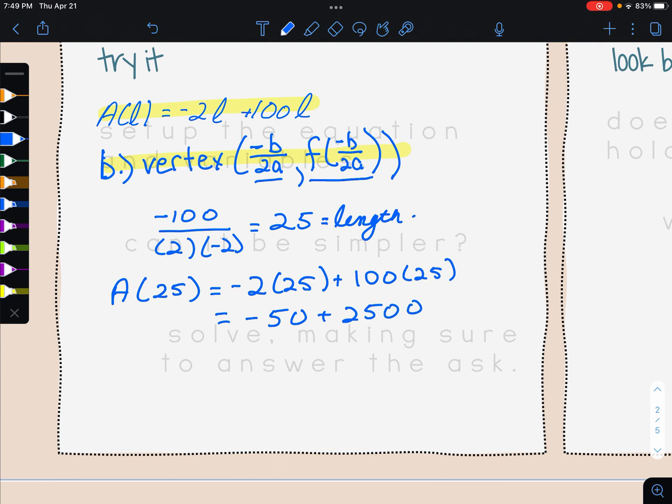Let's make sure I did this right. 100, 25, and then negative 2 times 25, 100 times 20. Oh, when I brought this over, I apologize. I lost the L squared. All right, then we didn't lose a lot of work.